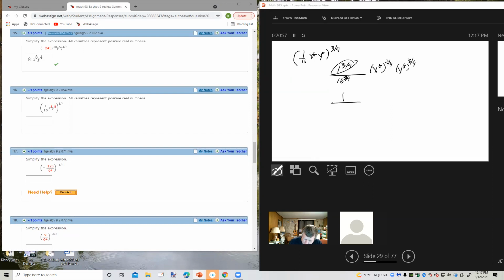So we've got 1 over 16 to the 3/4 power, which is 16 to the 1/4 power cubed. The 4th root of 16 is 2. 2 cubed is 8. Power raised to a power, 8 times 3/4 is 24/4 or 6. So we get 1/8 x to the 6th, y to the 6th.